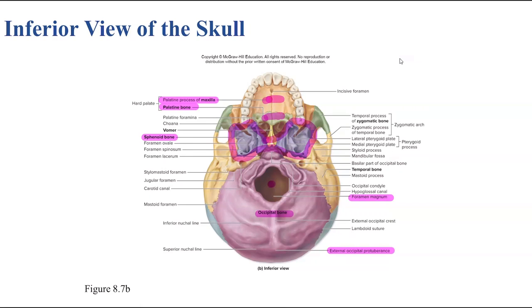I don't make you learn all of the holes and all of the processes. You need to know styloid process, mastoid process, which I don't even see on this. Yeah, there's mastoid process. But you don't have to know all the other stuff. Okay, so there's the vomer. There's the nose bone.